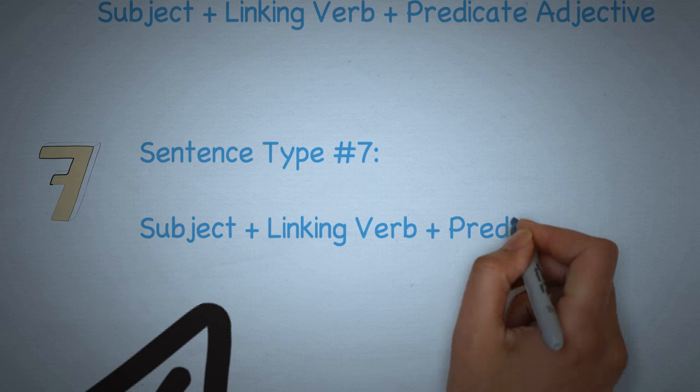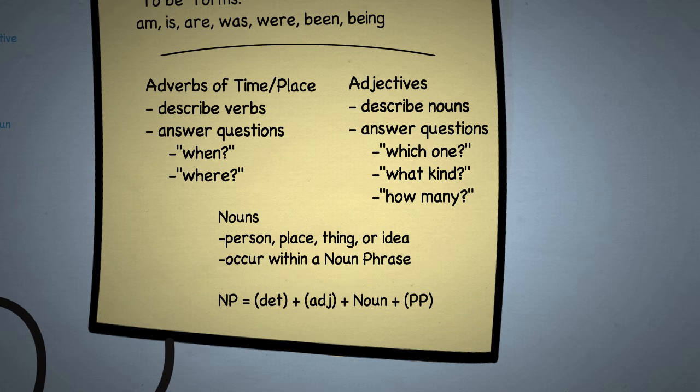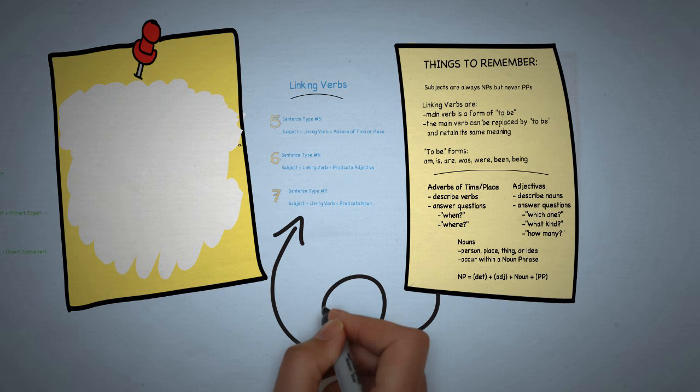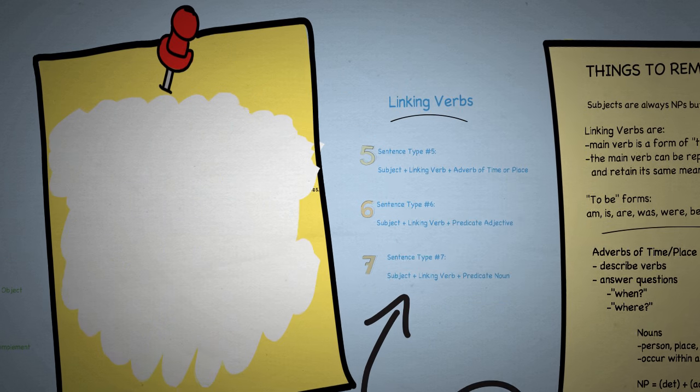Recall that a noun is a person, place, thing, or idea, and it often follows the structure of determiner, adjective, noun, plus prepositional phrase. We call this a noun phrase. Be very careful because a predicate noun takes the form of a noun phrase, just as a direct object takes the form of a noun phrase. The critical difference is that a direct object follows an action verb, whereas a predicate noun follows a linking verb.